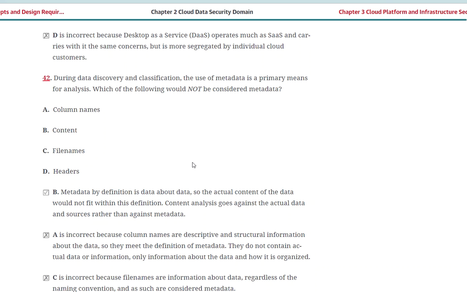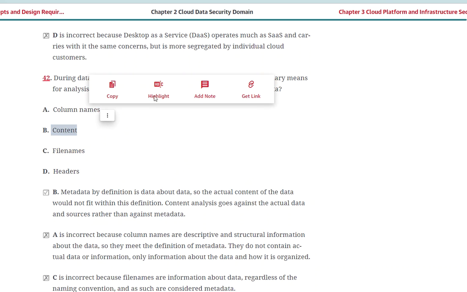Question 42. During data discovery and classification, the use of metadata is a primary means for analysis. Which of the following would not be considered metadata? And the correct answer is file names. Sorry, nope, that's not correct. The correct answer is B, content. File name is metadata.